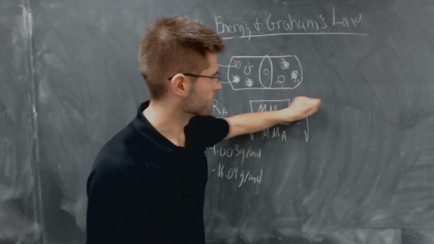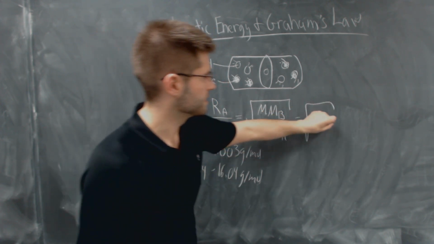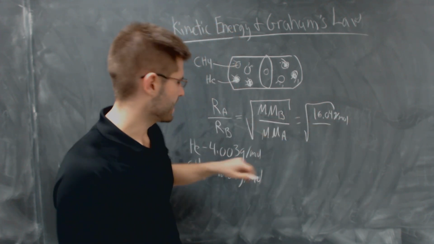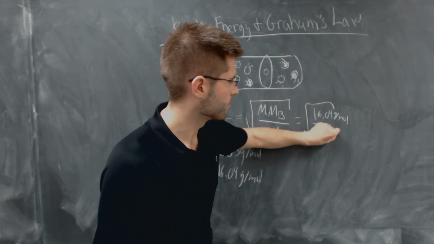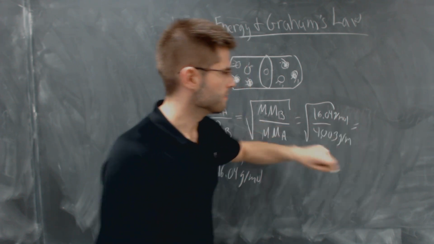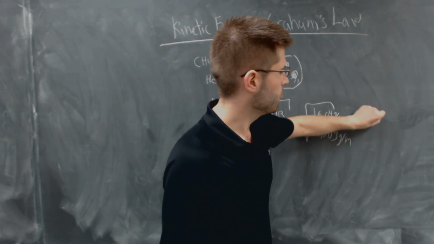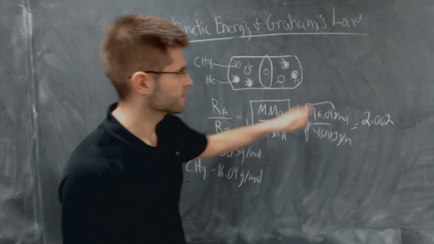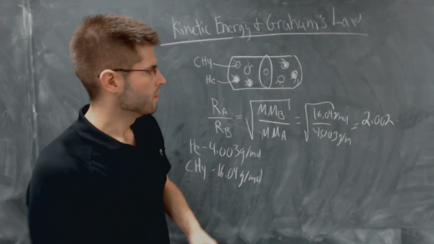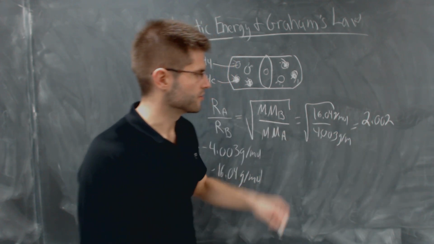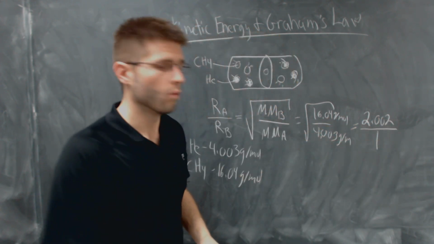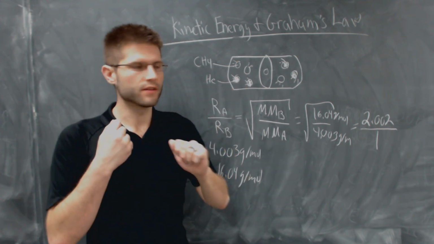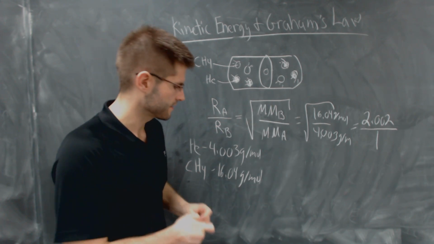We're going to put this into the equation. The molar mass of B, which is the 16.04 grams per mole, divided by the 4.003 grams per mole. We plug this into a calculator. We end up getting 2.002. The grams per mole, those units cancel out. This is the square root. This 2.002, we can really write it out as 2.002 to 1, tells us the relative ratio of these particles going from the left-hand side of the apparatus to the right-hand side of the apparatus.